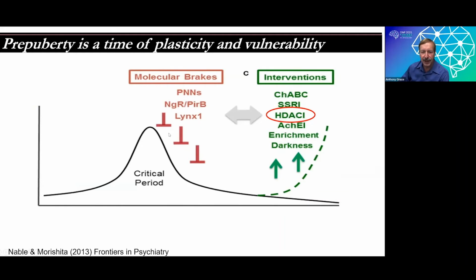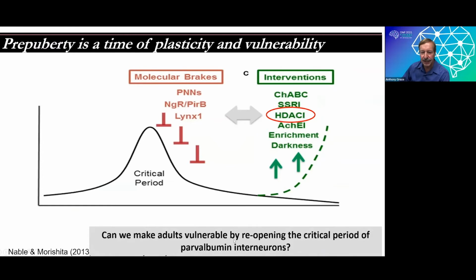After the critical period, the interneurons develop perineuronal nets that protect them from further damage and also lock in the plasticity. However, we can reopen the critical period by certain types of interventions, including HDAC or histone deacetylase inhibitors. So HDAC inhibition can reopen the critical period. Can we make adult rats vulnerable by reopening the critical period?